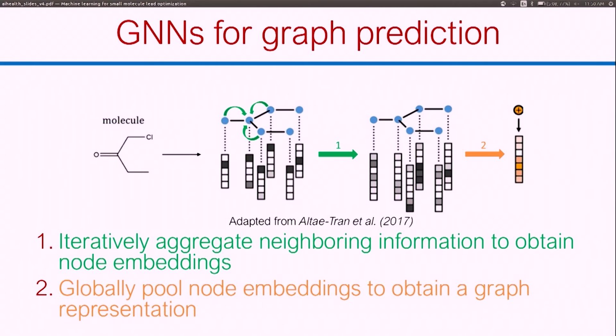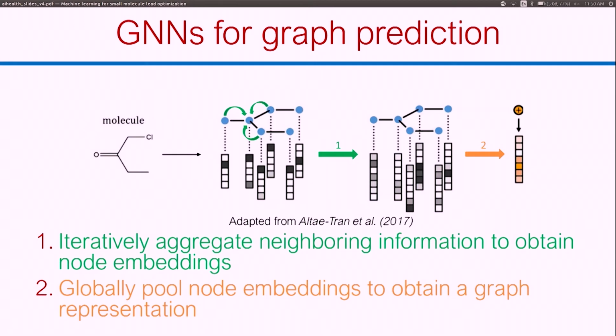I know Yuri talked about this yesterday, but I'm going to briefly go over graph neural networks for graph classification. These are neural network models that operate on graph structured data. For graph prediction, they operate in two steps. The first step is a message passing step, where each node receives information from its neighbors and then updates its own state. After a few rounds of message passing, you obtain updated node embeddings that summarize the local neighborhood. Then you pool together these node embeddings to obtain your final representation that summarizes your overall graph structure.